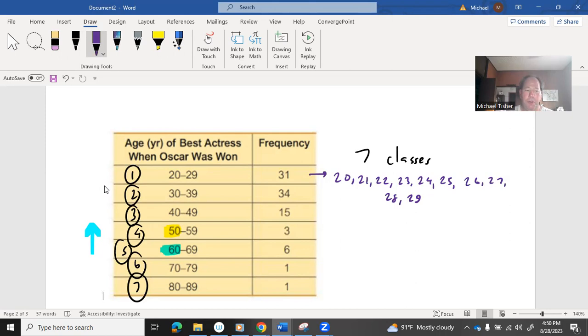And then likewise, for class number 2 from 30 to 39, there are 10 ages for that one as well. So each class has 10 ages or 10 numbers in it. Hence, that's why the class width is 10. And that's how to find the lower class limit, upper class limit, and class width of a given frequency distribution.